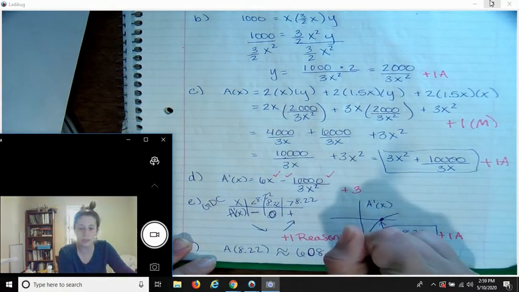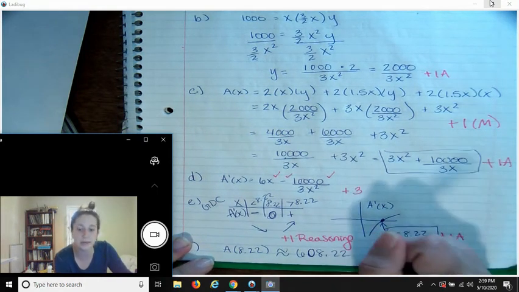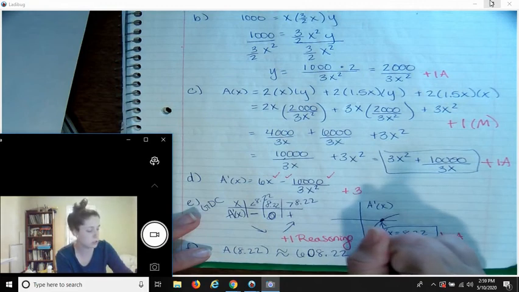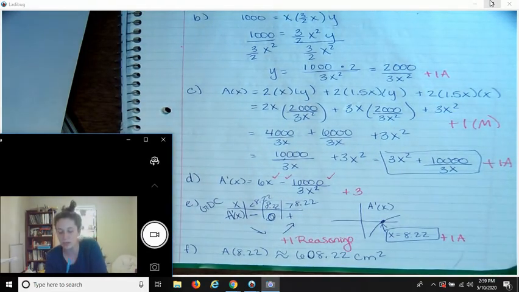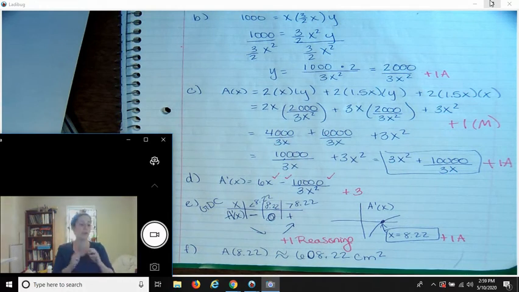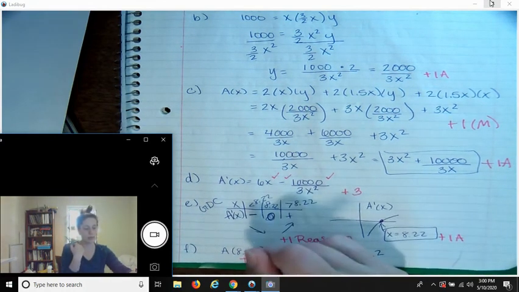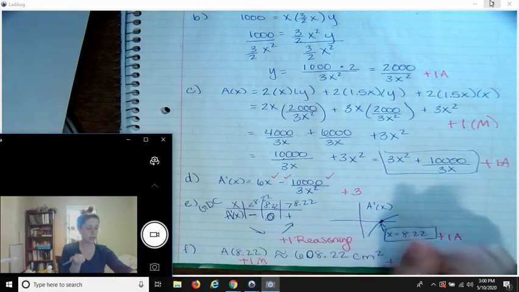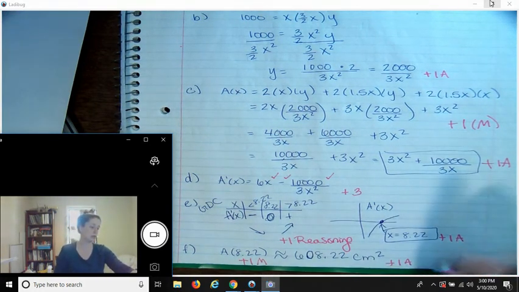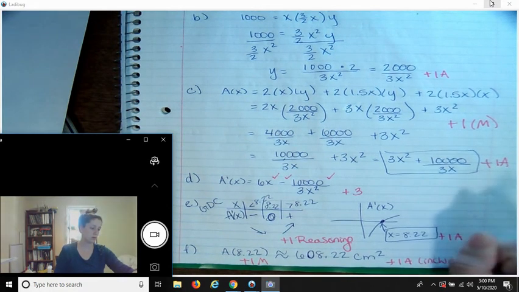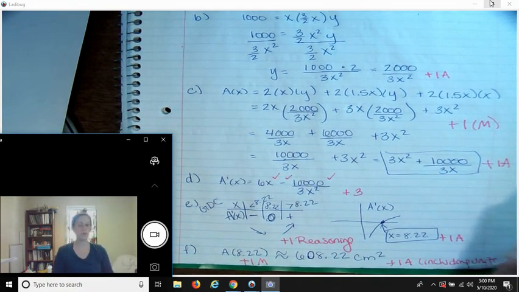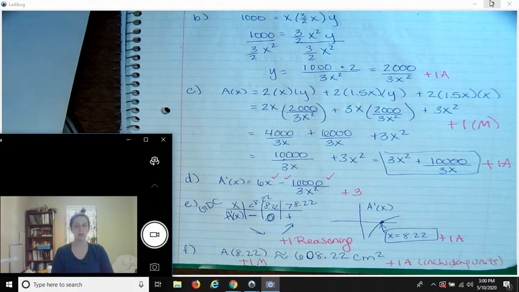608.22. And the units here, this is surface area, and it gives us this in centimeters, so centimeters squared. I did not include that on my solution PDF, so I apologize, but you would get +1 for demonstrating that you're subbing in that 8.22. That would be 1 method point. And then you get 1 point here for your answer. That includes units, and those units have to be centimeters squared. If you didn't get the units correct or didn't include them at all, then give yourself half a point for that.